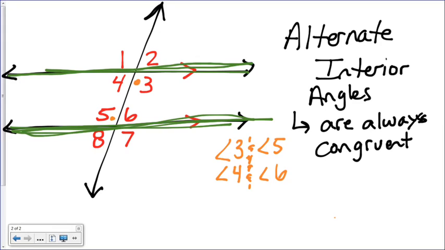Those are the three major theorems we're going to use when we talk about angles, congruence, and parallel lines. You'll need this info so we can do our homework.